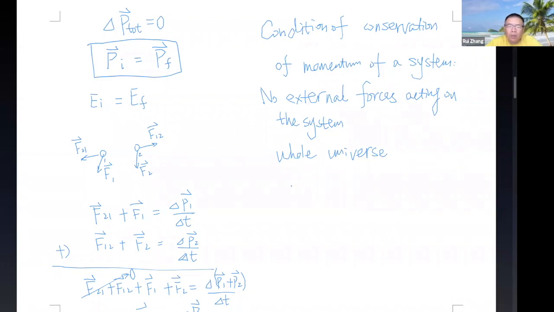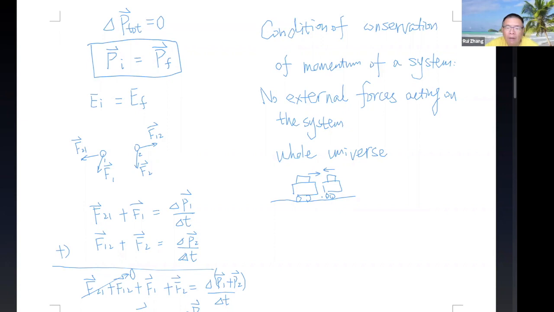But you can also consider some other cases, for example, when you have two cars colliding with each other, like a head-on collision. In those cases, there are some external forces. For example, there might be some friction from the ground. However, if the collision happens in a very short amount of time, those external forces produce very small impulse to the system. And if you just consider right before the collision and right after the collision, you could say the momentum is roughly conserved.